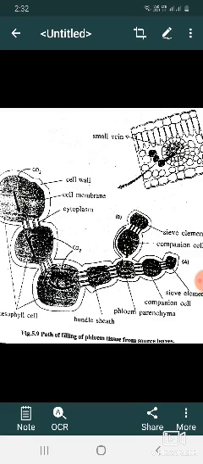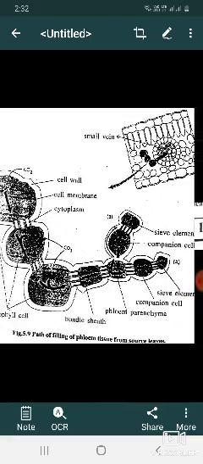So temperature: translocation out of the leaf is sensitive to temperature. Low temperature generally reduces translocation. High temperature increases the translocation process.